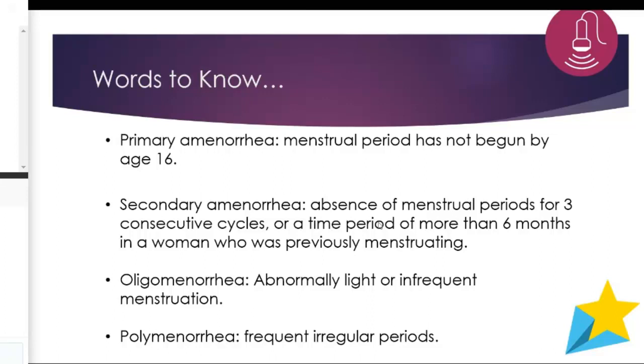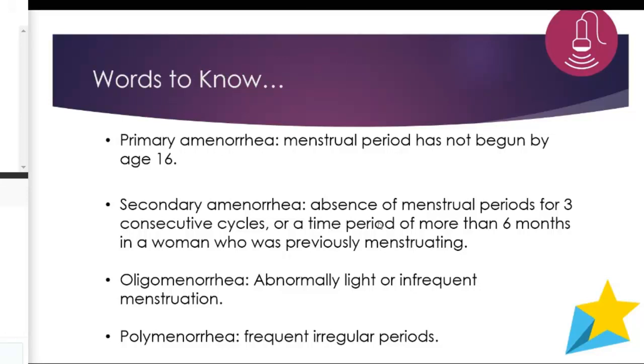Menstrual period has not begun by age 16. Secondary amenorrhea, absence of menstrual periods for 3 consecutive cycles or a time period of more than 6 months in a woman who was previously menstruating. So primary amenorrhea is someone who's never had a period. Amenorrhea meaning no menstruation. And then secondary amenorrhea is someone who's had a period but it just has stopped for a period of time.